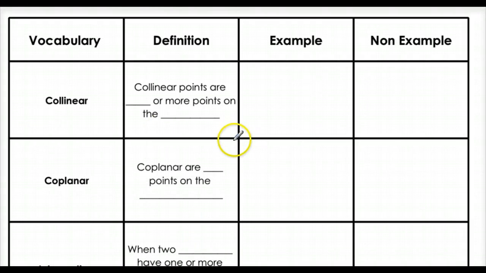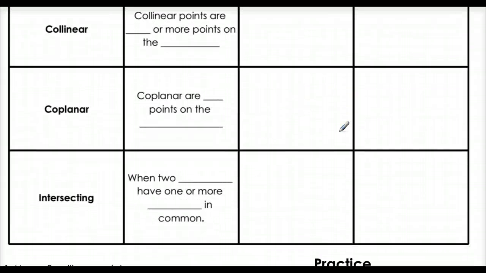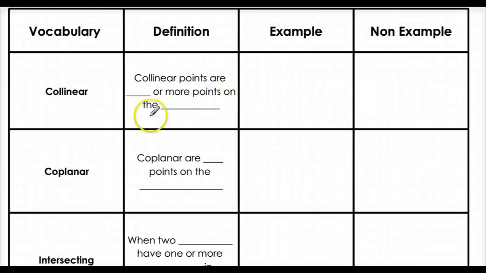Moving along, 3 more vocabulary words: collinear, coplanar, and intersecting. Collinear are 2 or more points on the same line. The way to think of this is think co-pilot when there's 2 of something, and the word line. So it's collinear, meaning 2 or more points on the same line.